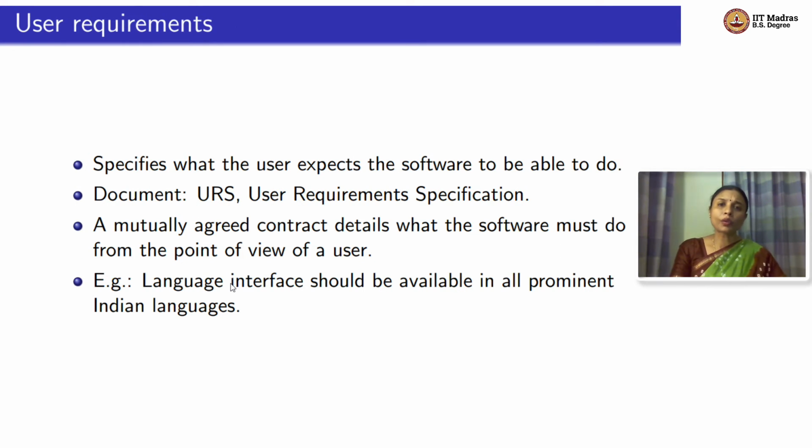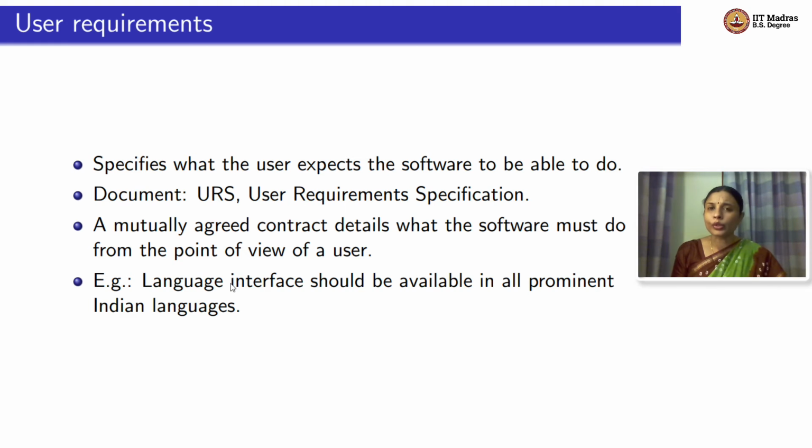The other kind of requirements are user requirements, which are typically similar to business requirements. Here, the focus is on the user, what the user expects the software to be able to do. The document that details the user requirements is called URS, User Requirement Specification. It is basically like an agreement or like an offering that talks about what the software must do from the point of view of a user.